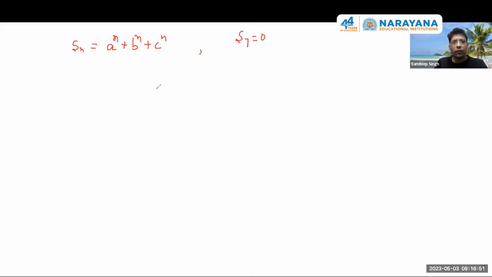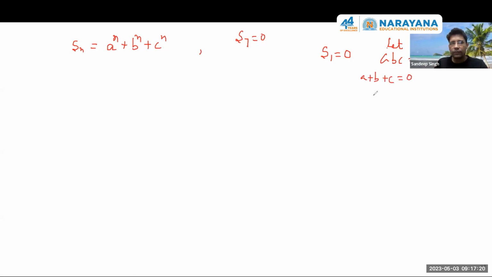Since there are three variables involved, A, B, and C, let me form a cubic whose roots are A, B, C. For that purpose, I require the sum of the roots. So what is S1? S1 is 0. What about the product of the roots, ABC? Let me put this equal to K. And two at a time, can you tell me what is going to be two at a time?